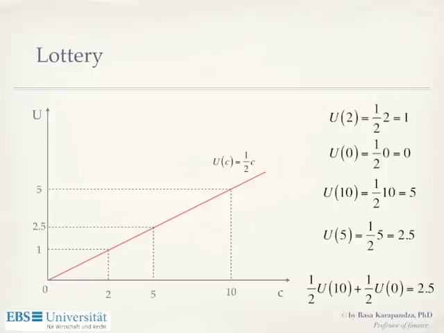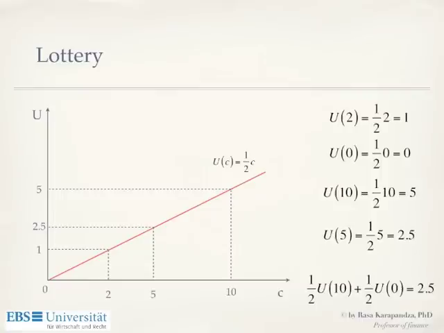Then you would end up with 1/2 times the level of happiness that you get if you eat 10 cookies, plus 1/2 the level of happiness that you would get if you eat 0 cookies. That is again 2.5. So in this case, if this was your utility function, you would be risk neutral. It wouldn't matter whether you gamble or not. I'm happy exactly the same, 2.5 units of happiness.